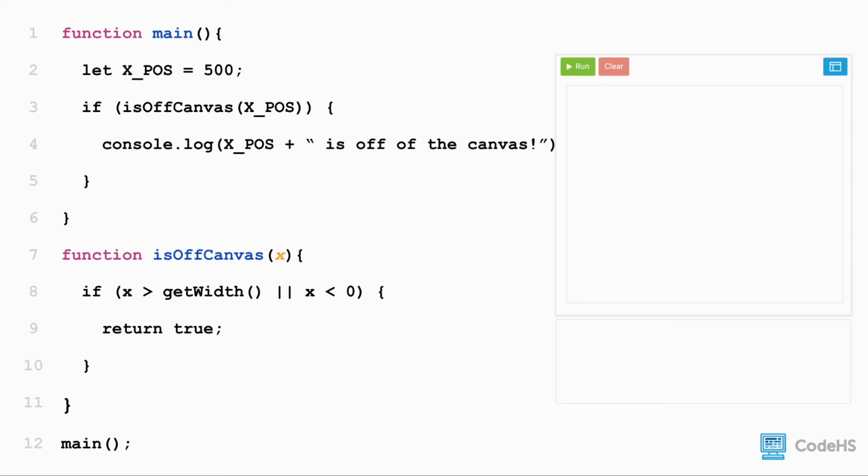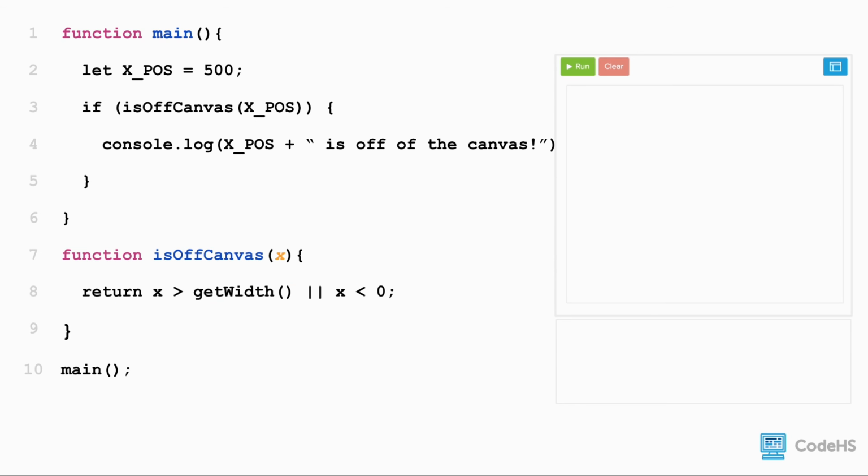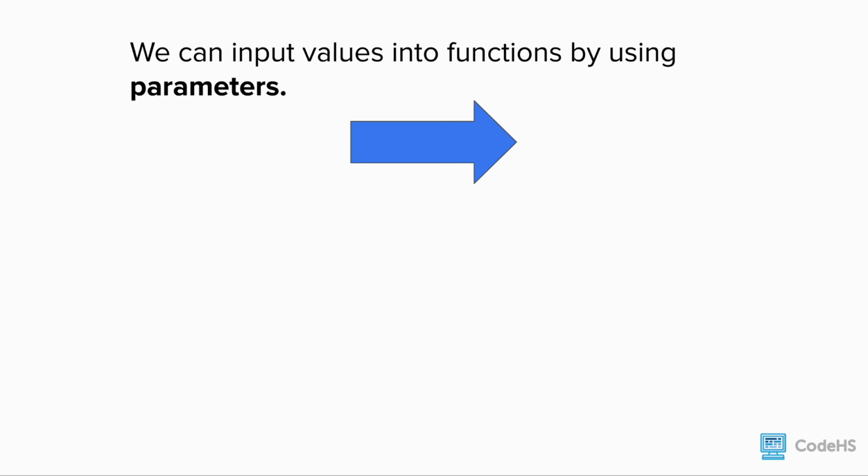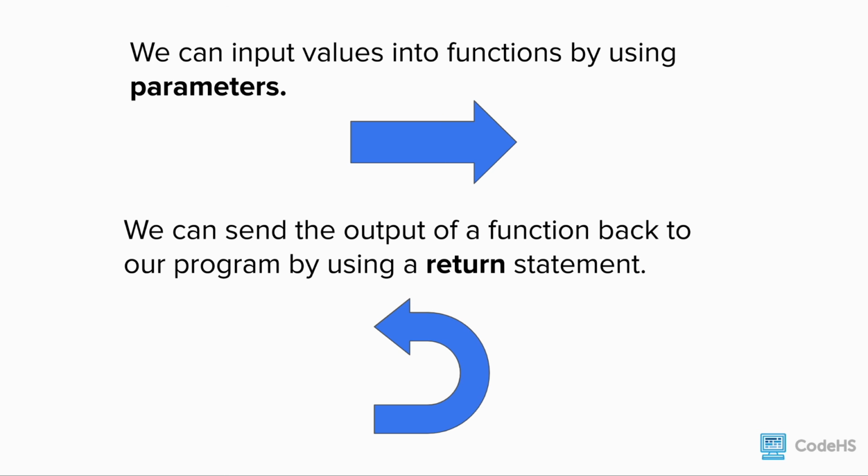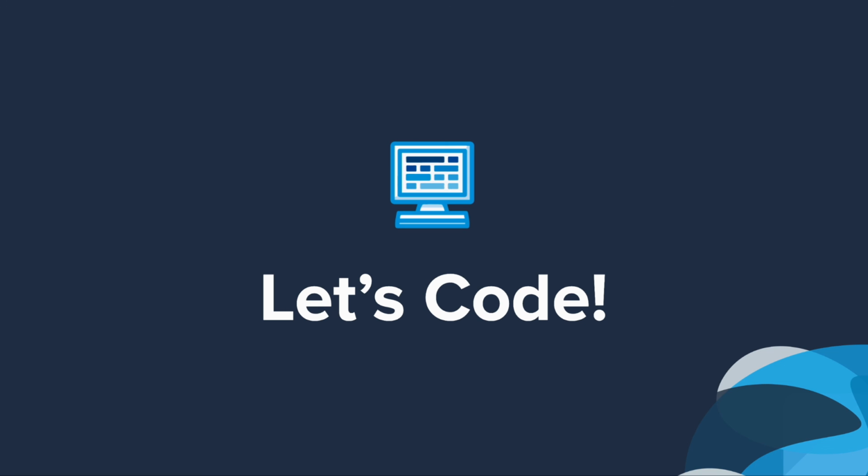One final note here. Just like we did before, we can make this function more efficient. This expression will evaluate to a true or false value, and because we're returning a true or false value, we can return this expression. To summarize, we can input values into functions by using parameters, and we can send the output of a function back to our program by using a return value. Let's head to the editor to continue exploring more examples.